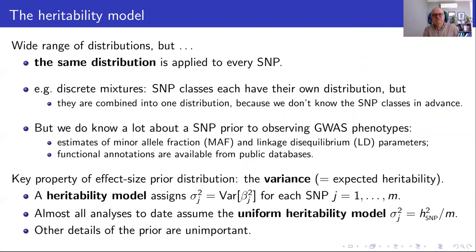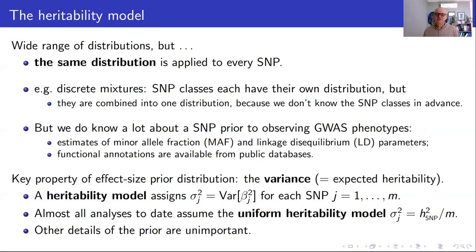We have a whole lot of prior distributions, but I would argue that people have been focusing on details of these priors and missing the wood for the trees, because the key thing is how the prior differs from SNP to SNP. The thinking so far has generally been, well, we don't know, there might be different classes of SNPs with small effects and big effects, and we can impose a mixture distribution to describe the different classes, but we don't know in advance which SNPs are in which class. So we have to compose these different components into a single prior distribution, which is the same for every SNP.